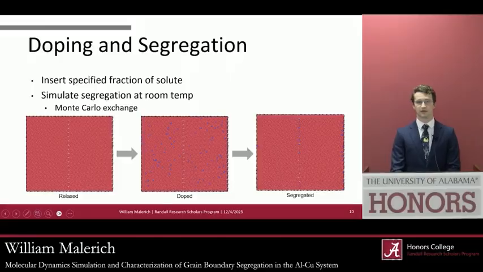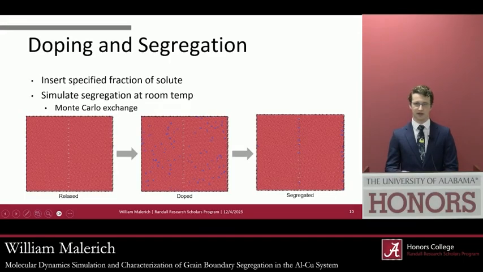So then what we do is we dope it by substituting a certain fraction of the atoms with the solute. So in this case, we're replacing some of the aluminum atoms with copper, which are seen here in blue. And then we can take that, and for this study, trying to replicate those exact results, we do it at room temperature or at any other temperature, to simulate the segregation. And the way we do that is using Monte Carlo exchange.